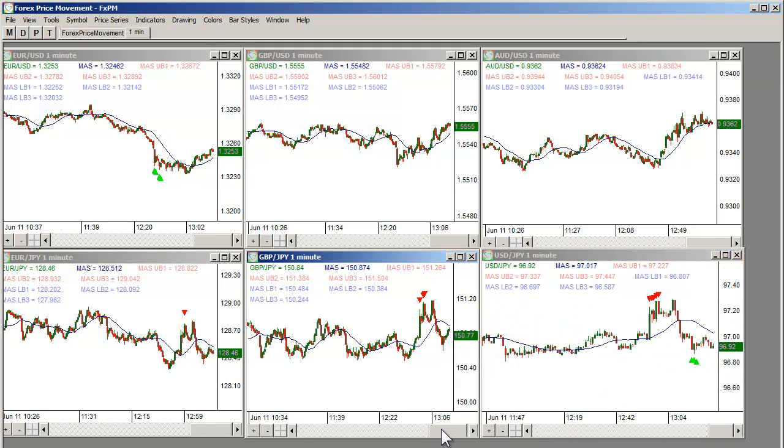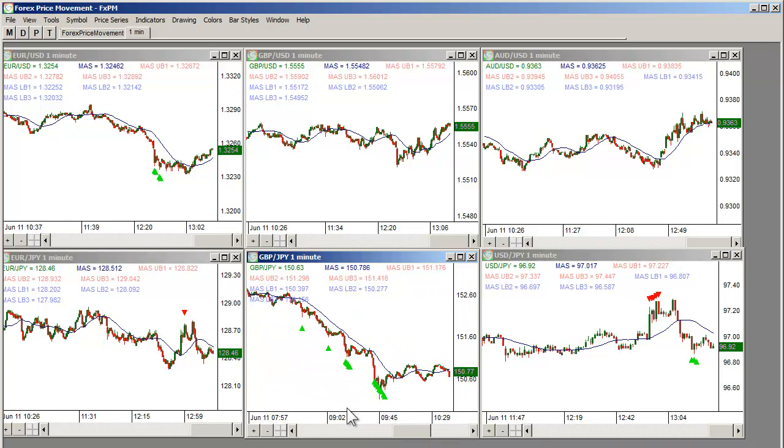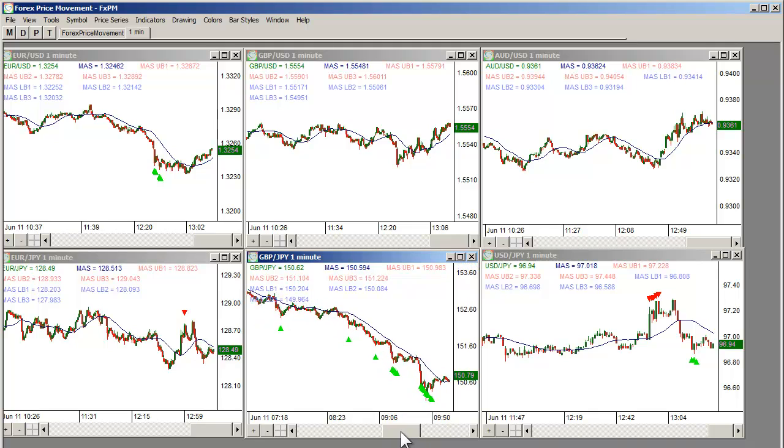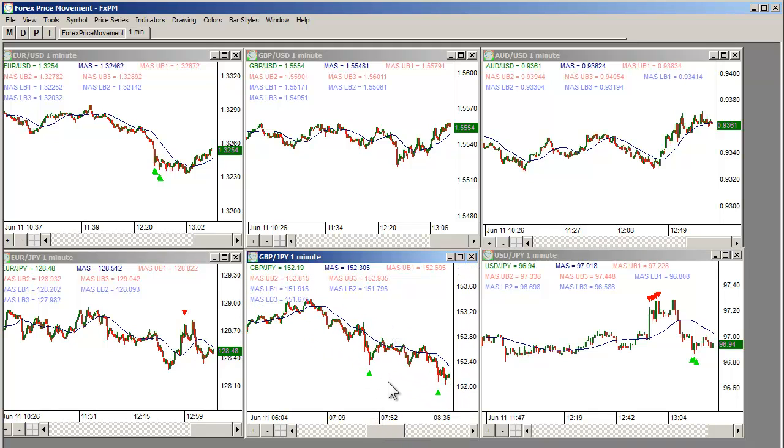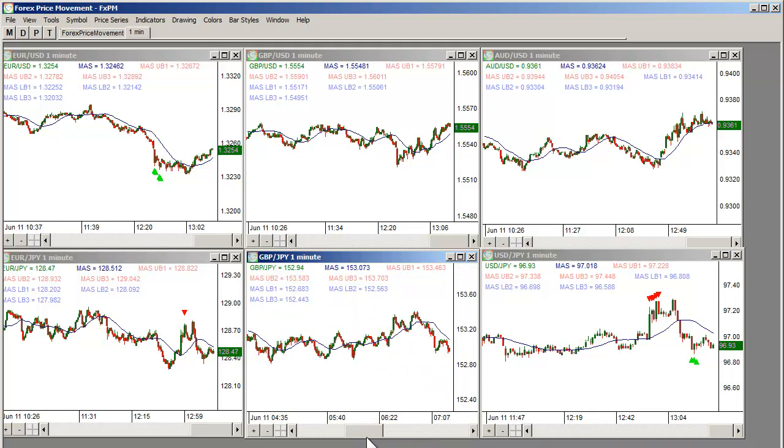Now pound yen, excuse me. You see we had basically the same thing there. Again, during this sell-off, we had small retracements on each one of these, at least enough to get your break even in, so you shouldn't have really lost anything. Good reversal here. Very similar looking chart to dollar yen.